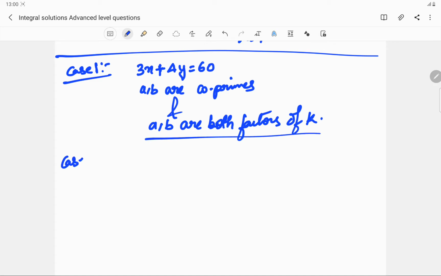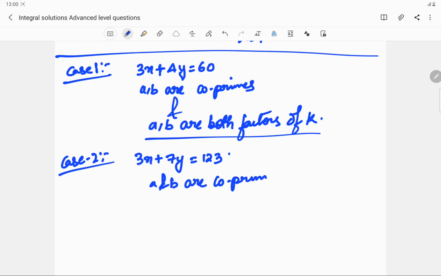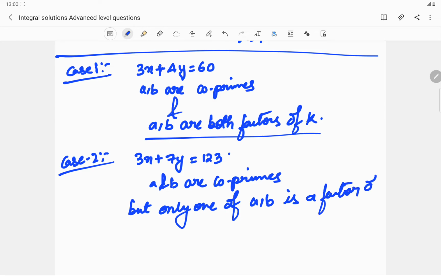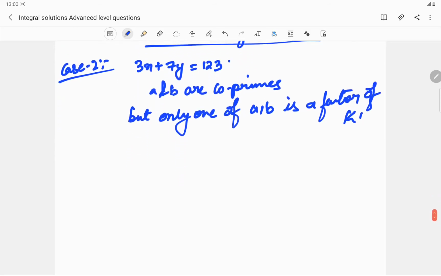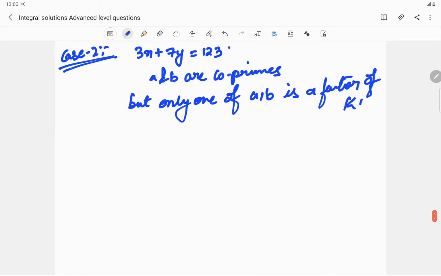Now in case 2, the equation would be of the form, say, 3x plus 7y is equal to 123. a and b are coprime, but only one of a comma b is a factor of k. So in this case too, let us look at the way to solve this equation.